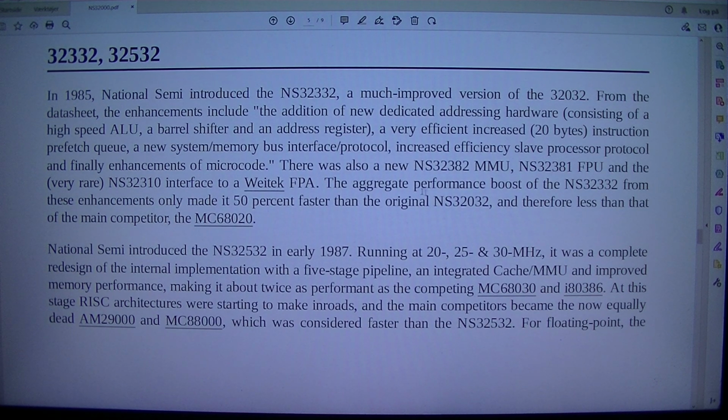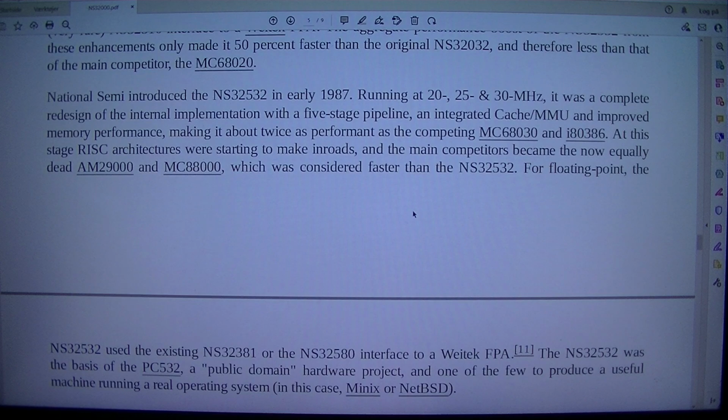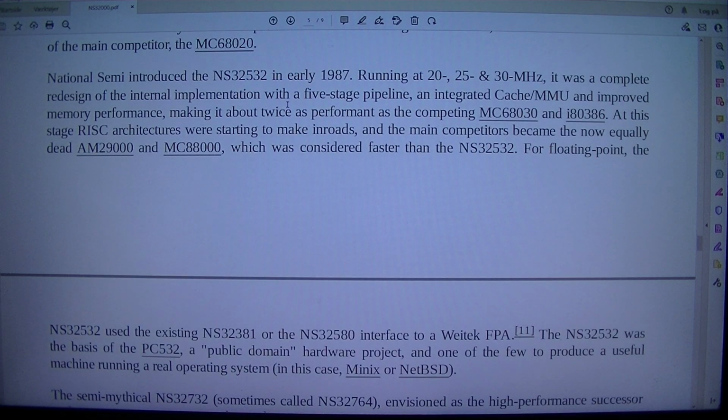There was also a new NS32382 MMU, NS32381 FPU and the very rare NS32310 interface to a WTL FPA. The aggregate performance boost of the NS32332 enhancements only made it 50% faster than the original NS32032, and therefore less than half the main competitor, the MC68020. National Semi introduced the NS32532 in early 1987.